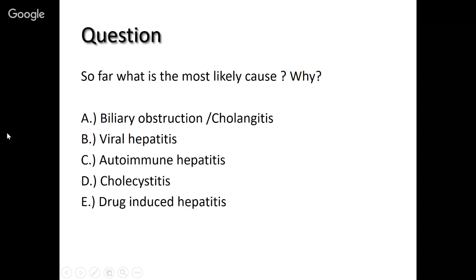So far, I'll get maybe a show of hands. Have a look at this for just 1 minute and talk to your groups, and I'll just get a show of hands as to who's thinking what in terms of likely cause.